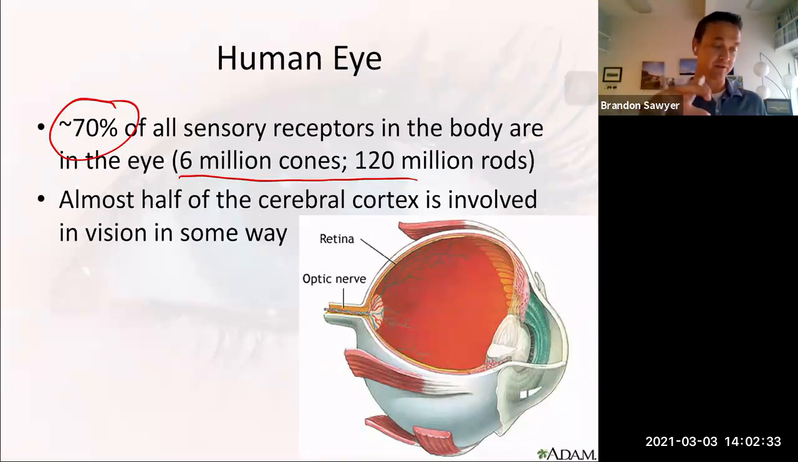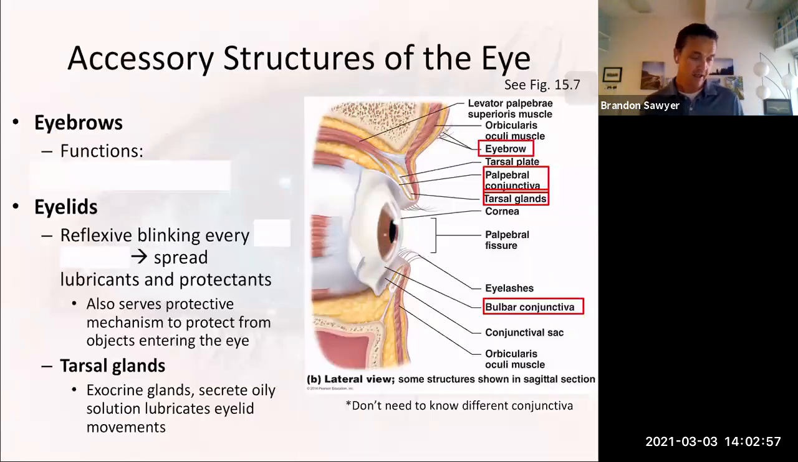Almost half of the cerebral cortex, the big top part of our brain, is involved in vision in some way. So it's no overestimation to say that humans are vision dependent and vision dominant as far as their senses go. Not true for many other animals, but in humans, vision is the primary sense. Today will be mostly anatomy of the eye, and then Friday's lecture we'll get into the physiology and how all these things work together.